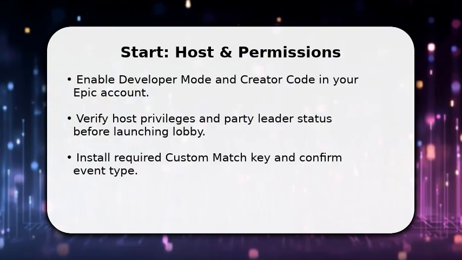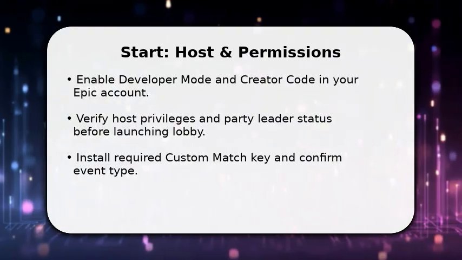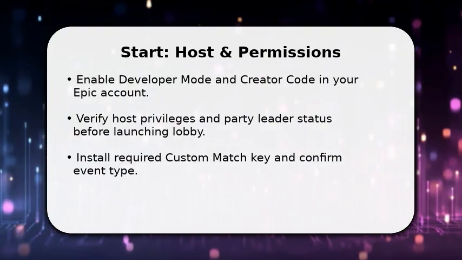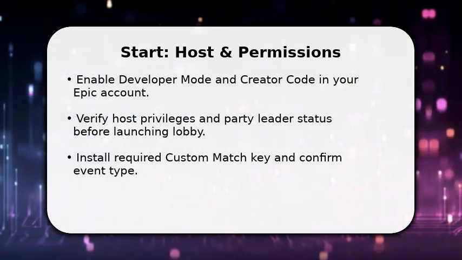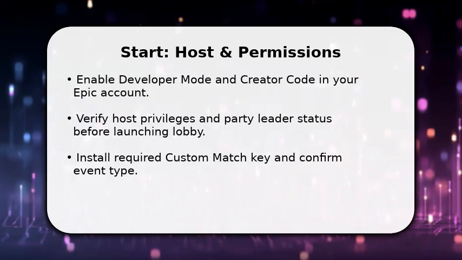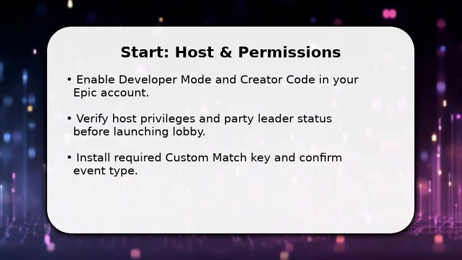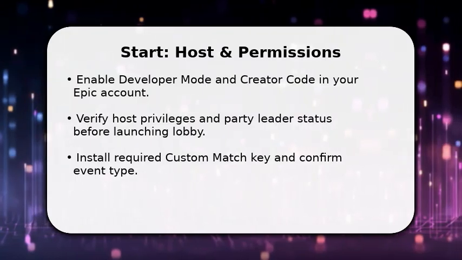You begin by confirming you have the creator code and host permissions from Epic. This unlocks the custom match option. Once you're party leader, open the browser overlay and navigate to the custom match menu. Select the correct playlist type and input the custom match key provided to you.